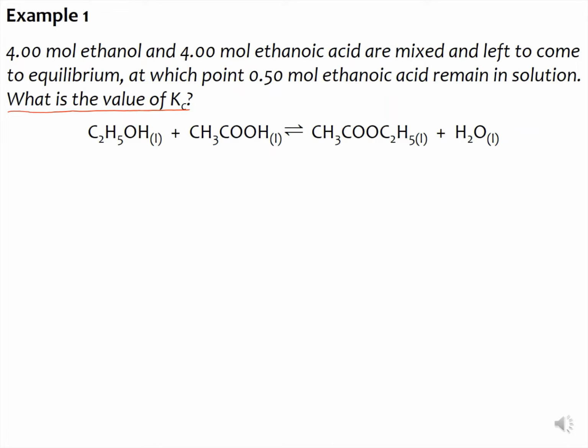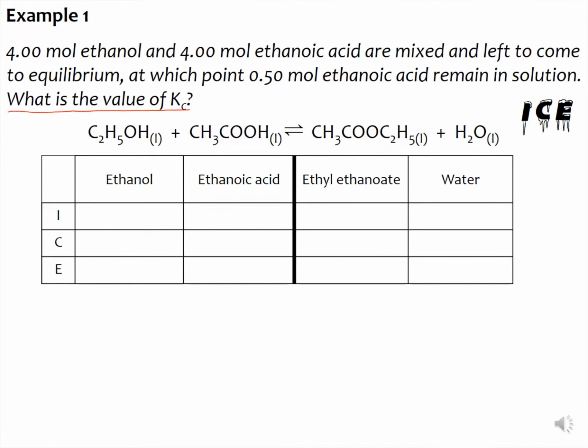Well, the first thing we're going to do is build an ICE table. So there's an empty ICE table. I've put them in order of the chemicals and just put the names underneath instead. So we have ethanol, ethanoic acid, ethyl ethanoate and water in the same order as in the balanced chemical equation. It's also worth putting in the stoichiometry. These are all 1 to 1 to 1 to 1. So this is the ratio, which you don't have to put in, but it's helpful.